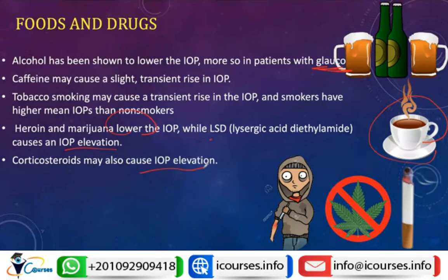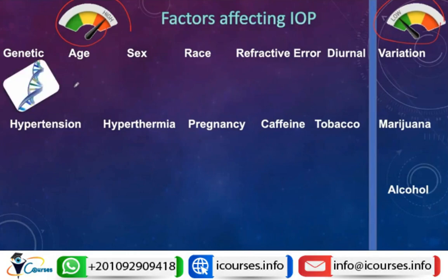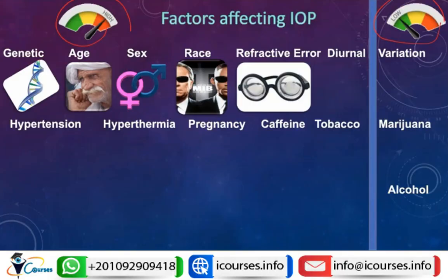So to summarize, these are the factors that cause high intraocular pressure and the factors that cause low intraocular pressure. What may increase the intraocular pressure? The genetic factor. The age of the patient, the older the higher. The sex, so females are more prone if they are of old age than males. Race, more common in blacks than in whites. Refractive error, open angle is more common in myopes than hyperopes.